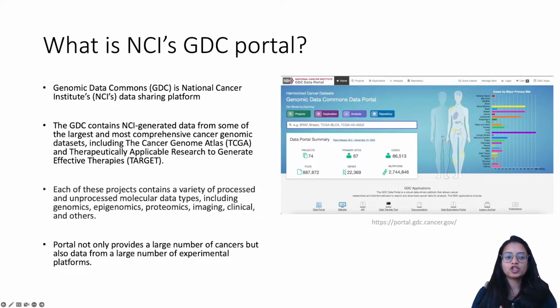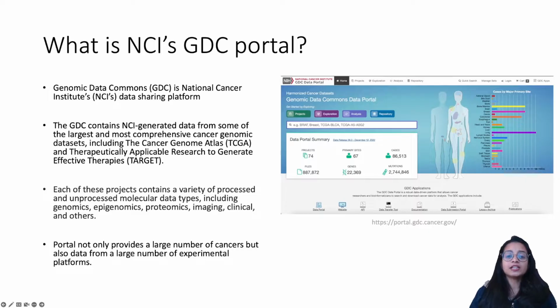Genomic Data Commons is the National Cancer Institute's data sharing platform, and this platform is one of the world's largest cancer genomics data collections, which includes more than 11,000 patients representing 33 cancers and over 500,000 total files. This platform contains data from huge cancer genomic initiatives and projects like The Cancer Genome Atlas, that is TCGA, and data from TARGET. The idea behind creating this platform was to assist researchers in exploratory analysis by identifying changes in cancer cells that may play an important role in cancer development.